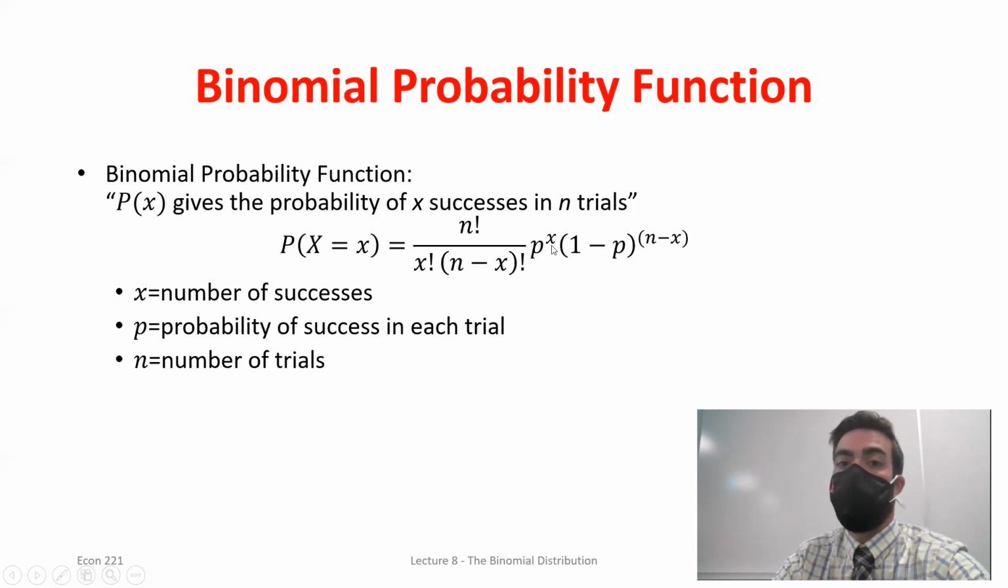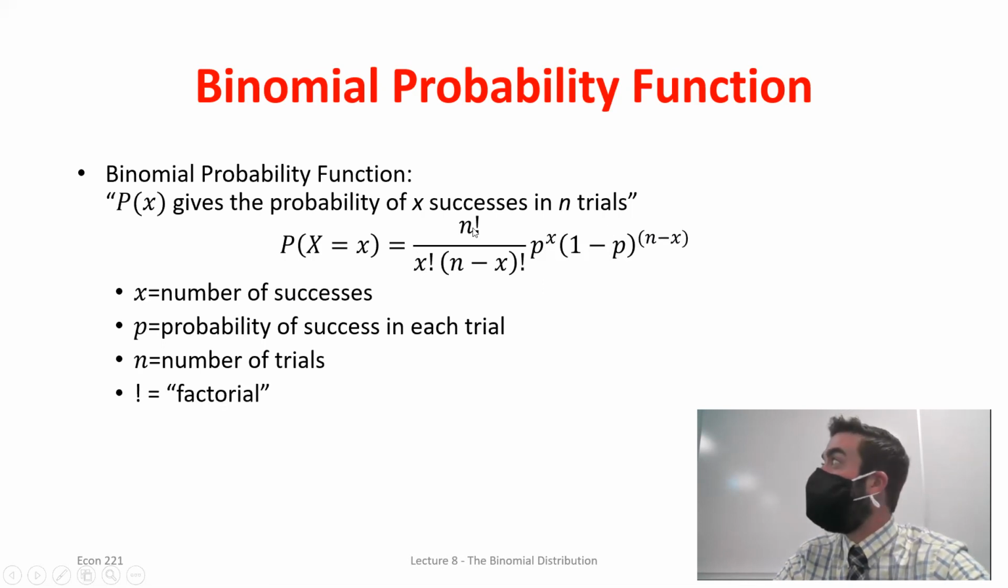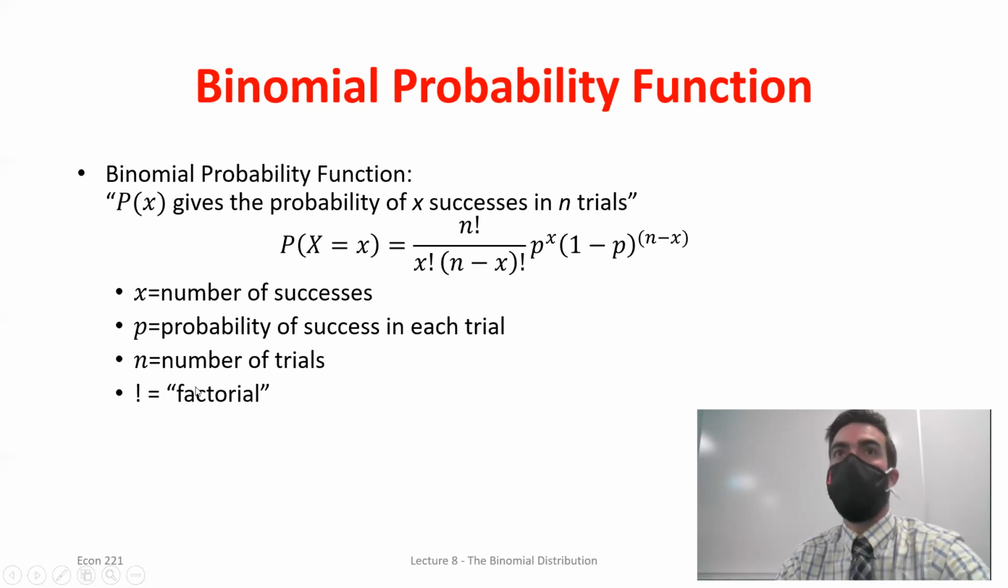In terms of the mathematics of this, this is just going to take the probability to the power of the number of successes, times 1 minus the probability to the power of the number of trials minus the number of successes. And then the only thing left that we might not know is, what does this exclamation point mean in this formula? Am I just really excited about the number of trials? No. Once we have this in a formula, this is what we call a factorial.